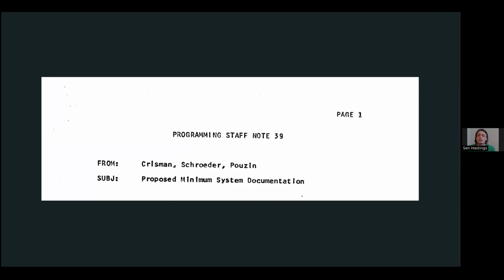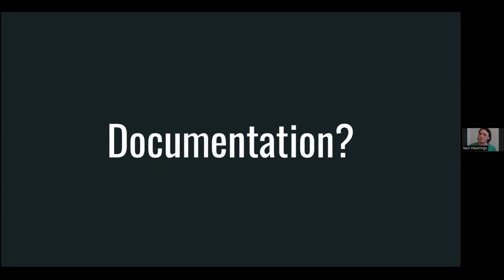Sometime between late 1964 and early 1965, Pat Crisman, Glenda Schroeder, and Louis Pouzin published Programming Staff Note 39 for CTSS with the subject Proposed Minimum System Documentation. What do they mean by documentation?